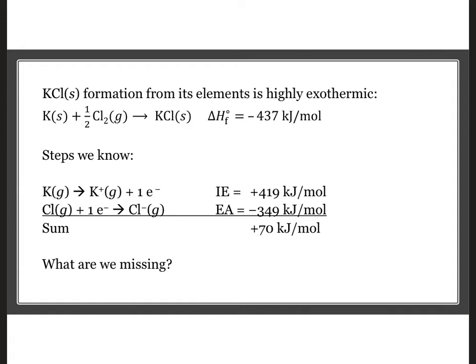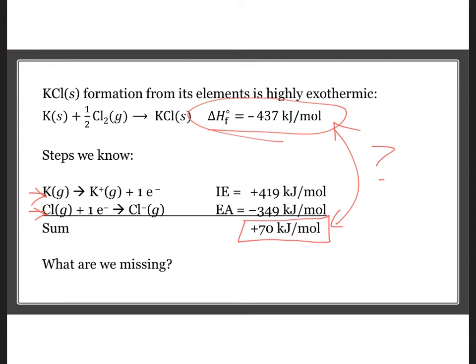We see that the overall process is exothermic at negative 437 kilojoules per mole. We know that potassium has to give up an electron, and chlorine has to accept an electron, but the IE and EA only describe energy changes for particles in the gas phase, where there are few interactions between particles. In the solid phase, there are many interactions between oppositely charged particles as the solid KCl lattice forms. Until we consider those interactions, we won't be able to calculate the enthalpy of formation accurately.